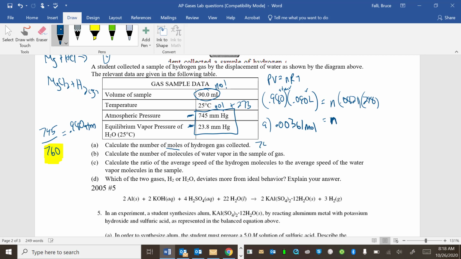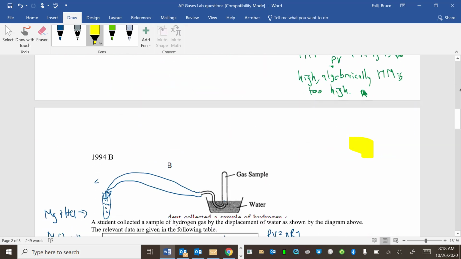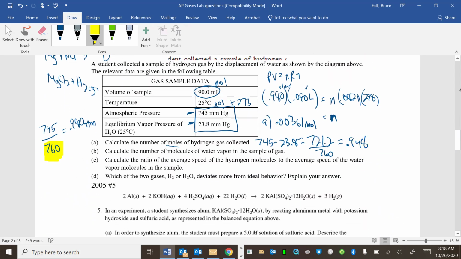And I have to do 745 minus 23.8 equals 721 over 760. And that is 0.948. Okay, so that means I have to change, whoops, why'd you do that? That means I have to change 0.948 and 0.980. And that's just what I'm gonna do.